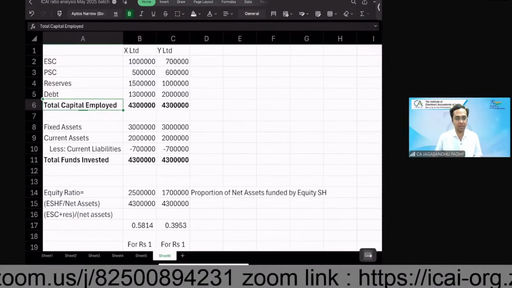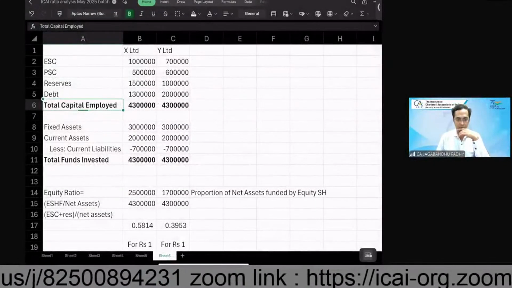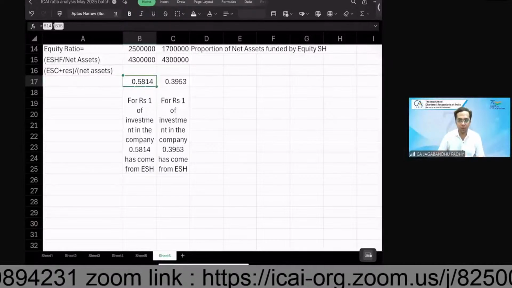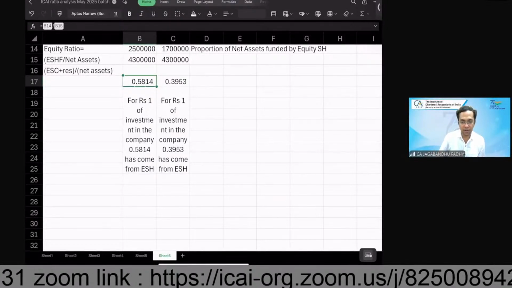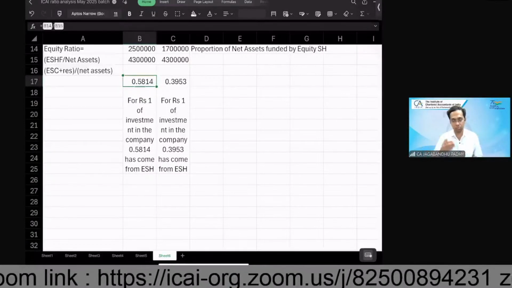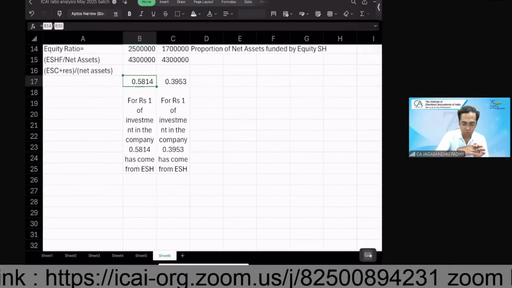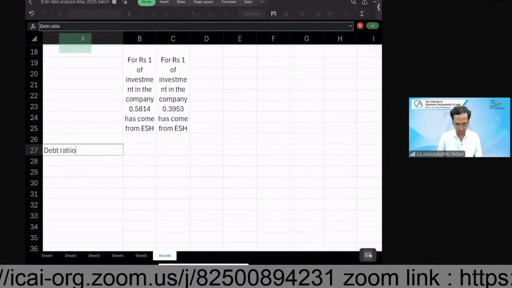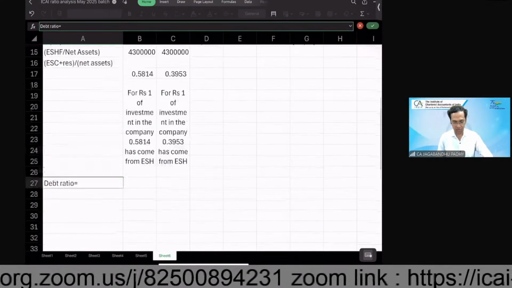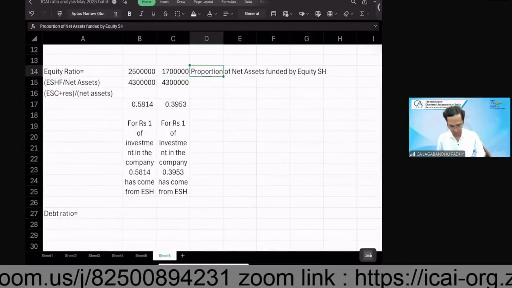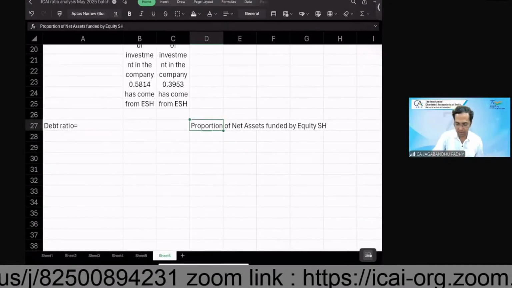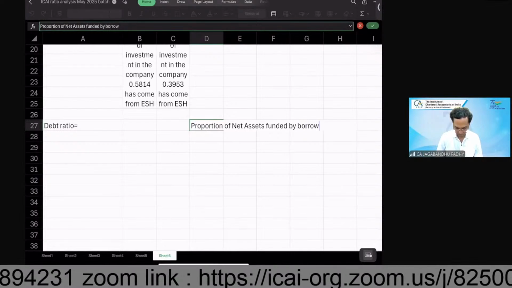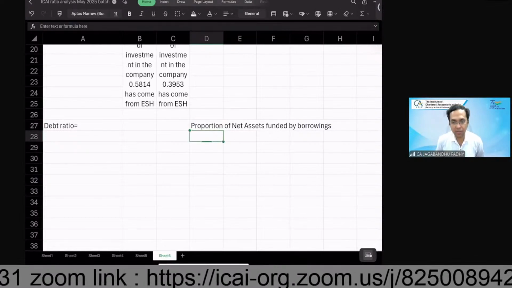Okay. Now let's just look at another ratio which is the opposite of the equity ratio. Like here, we said 0.5814 of the total assets is funded by the equity shareholders. So the opposite of that is the debt ratio. Now, what would that debt ratio mean? Debt ratio means the proportion of net assets funded by borrowings. Proportion of net assets which are funded by the borrowings.